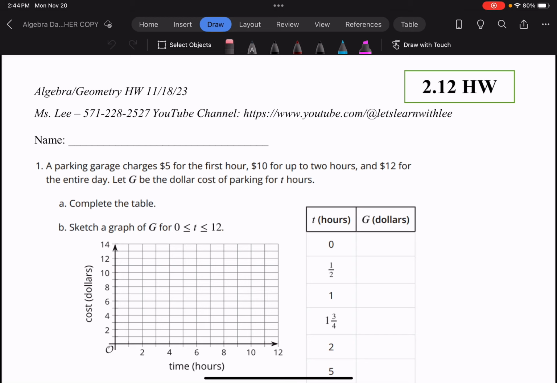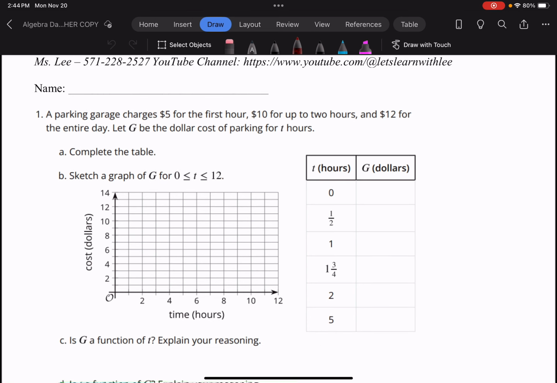section. So a parking garage charges $5 for the first hour, $10 for up to 2 hours, and $12 for the entire day. Let G be the cost of parking for T hours. Complete the table. So sketch a graph of 0 to 12. So we're looking at from 0 hours to 12 hours. What would it be?